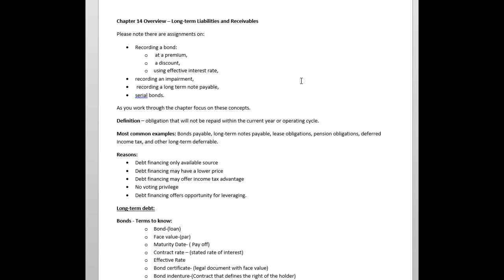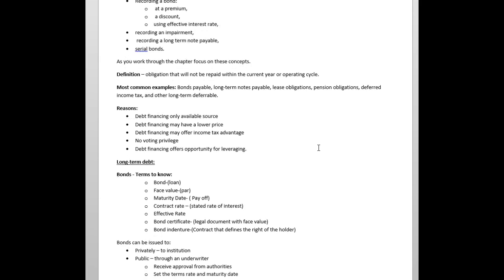We've got quite a few activities to do, and what we're going to look at is recording a bond. We're going to record it at a premium, a discount, and using the effective interest rate. We're going to look at recording an impairment, which I'm going to show you step by step how to do, recording a long-term note payable, and finally serial bonds, which are bonds that come due at specific times, not all at one time, but in a series. As you walk through this chapter, focus on these concepts as we move along.